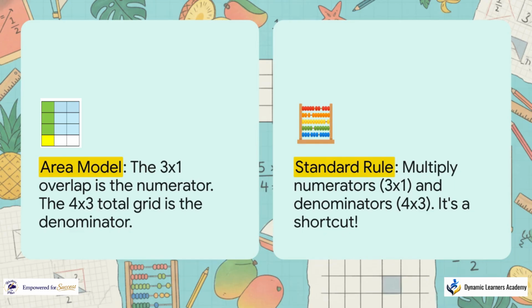Now think about the standard rule you might see in class. Multiply the top numbers straight across. 3 times 1 is 3. Now multiply the bottom numbers straight across. 4 times 3 is 12. See? The area model actually shows you why that rule works. It's not just some random math trick, it's a shortcut for what the picture is telling us.